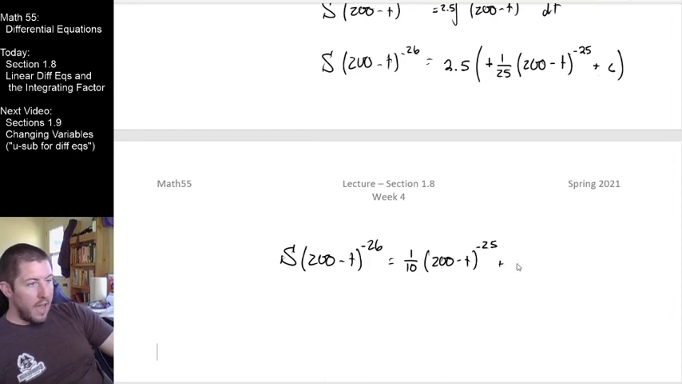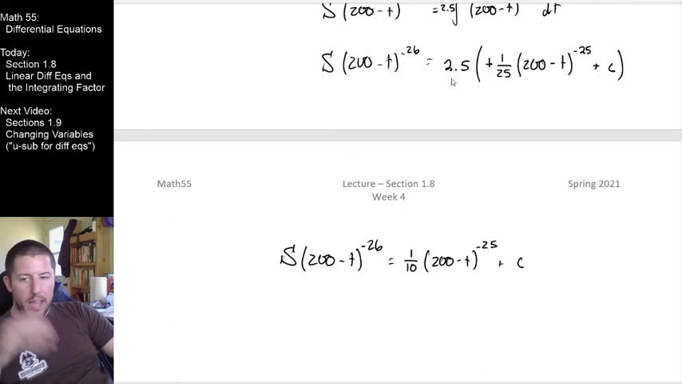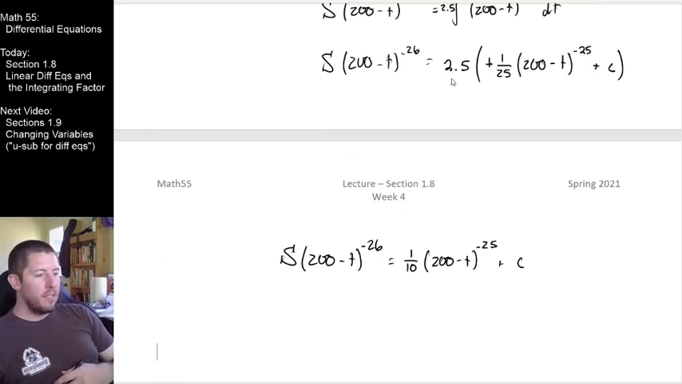I'm going to just write this guy as just a plus C right there. I'm letting the C absorb that 2.5. I don't care. C is a basket that's holding all of your constants. We'll solve for C in a second.